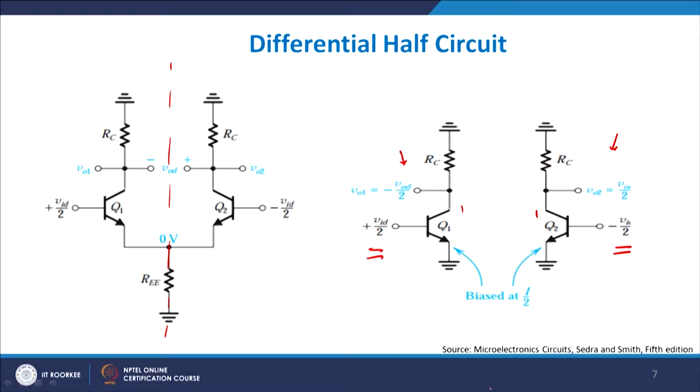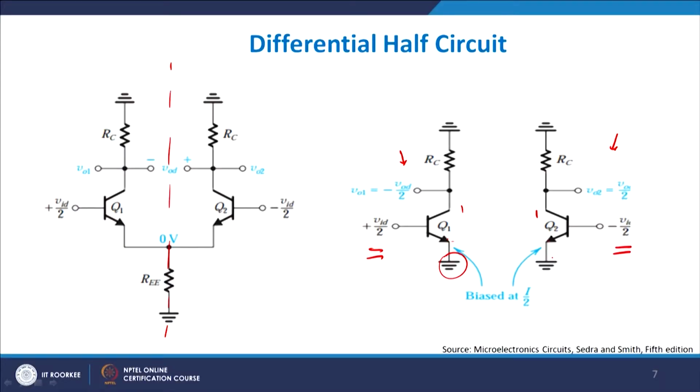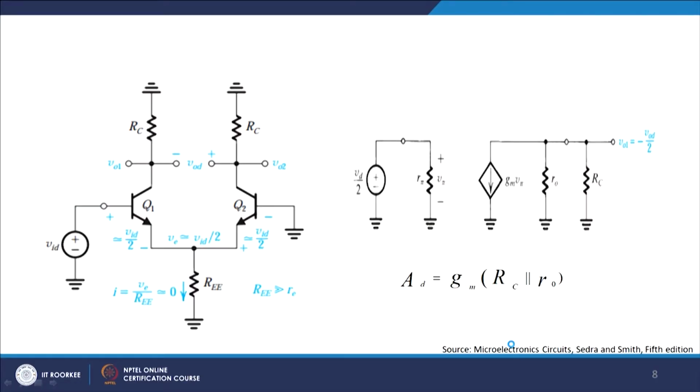So this is the concept of differential half circuits: the overall transconductance will be divided by 2, you will also have the bias current divided by 2, and the emitter part of the BJT is actually grounded here, right, and once they are grounded they act as a differential half circuit. The advantage is it is much easier to calculate various formulas from differential half circuits.